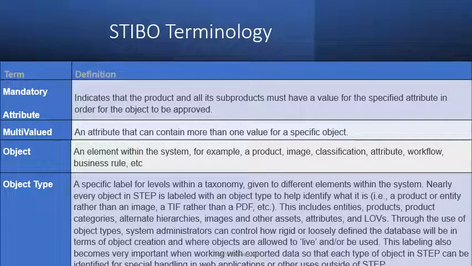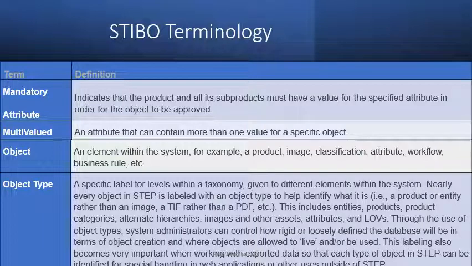Multi-value is something like a radio button. When you are selecting it, it has multiple options. From the multi-valued, it has to select one option, so that we call the multi-valued option. Object: everything is an object as part of STEP STIBO. Image, classification, attribute, workflow, business rule. Okay. And object type is kind of a multi-value. Attribute type is a list of values, is object type.